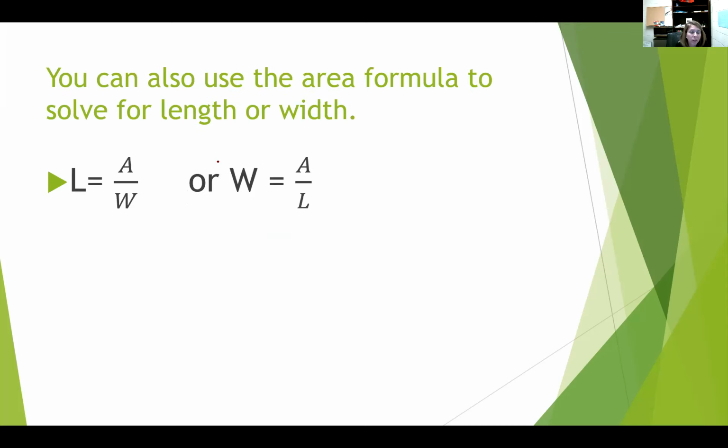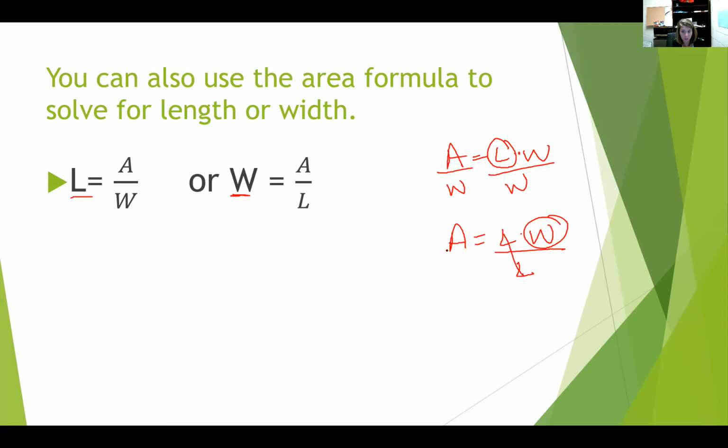You can also write the area formula solving for either your length or your width. This is a little bit of algebra skills. So here's our original formula. Let's say I want to solve for L. Well, how do we get rid of the L? Well, these are multiplying, so we divide. So that's where that comes from. And then let's say we wanted to solve for W, same thing. To get rid of L, we would divide.